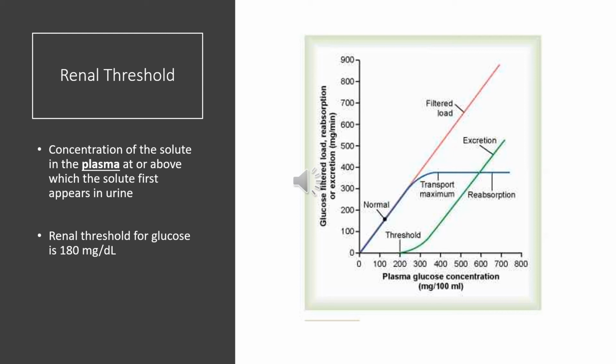Okay. So, transport maximum is the maximal rate at which a particular substance is reabsorbed from the renal tubules, and renal threshold is the concentration of a particular solute in the plasma at or above which that solute first appears in urine. Okay.